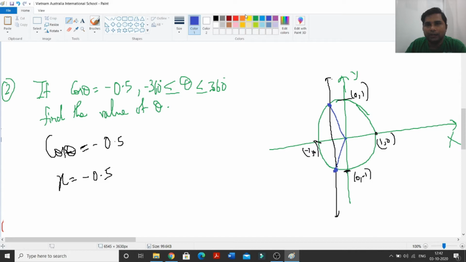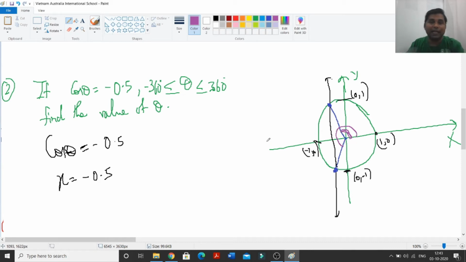These are your answers. One answer is in the second quadrant, and another value is in the third quadrant. If you are taking the positive angles here, as we are taking the domain from minus 360 to 360, you will get 2 positive values and 2 negative values, because if you move clockwise from the positive x-axis, you'll get 2 negative values.